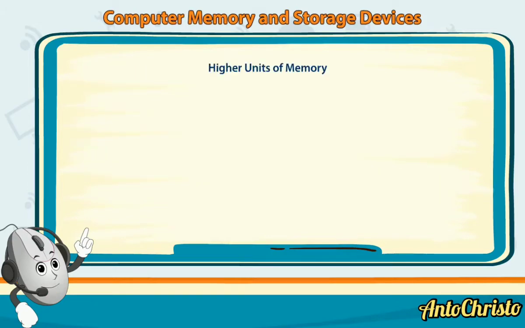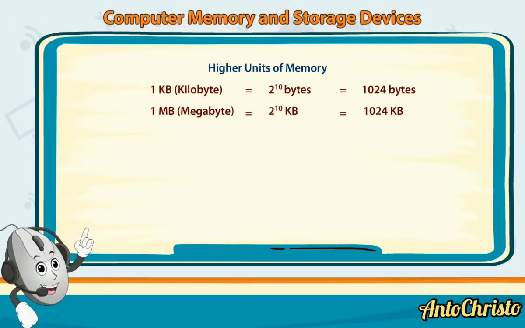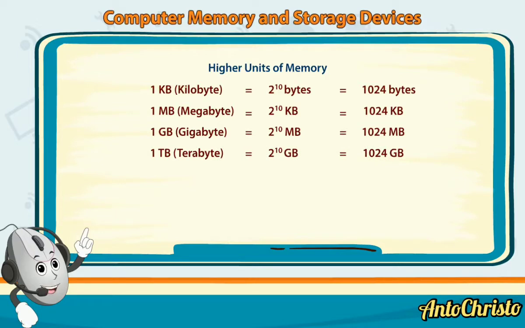Higher units of memory. 1 KB kilobyte is equal to 2 raised to the power 10 bytes, which is equal to 1024 bytes. 1 MB megabyte is equal to 2 raised to the power 10 KB, which is equal to 1024 KB. 1 GB gigabyte is equal to 2 raised to the power 10 MB, which is equal to 1024 MB. 1 TB terabyte, which is equal to 2 raised to the power 10 GB, which is equal to 1024 GB. 1 PB petabyte is equal to 2 raised to the power 10 TB, which is equal to 1024 TB.